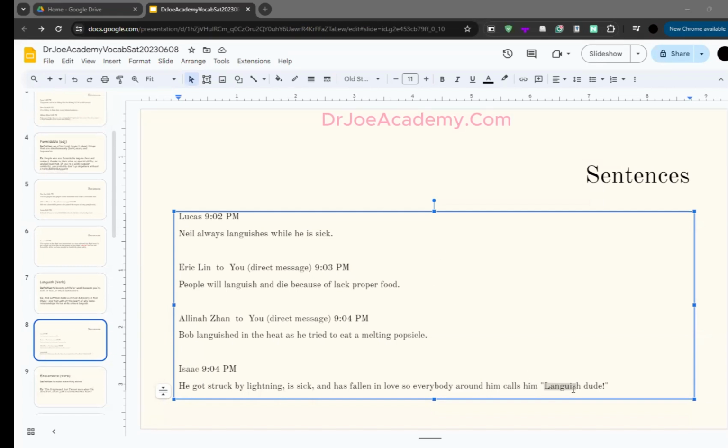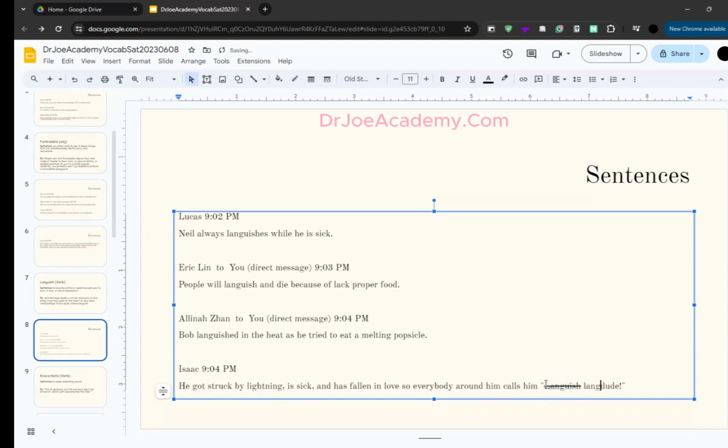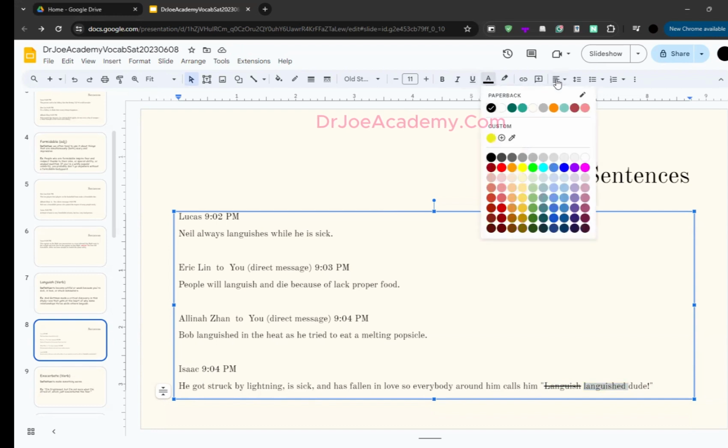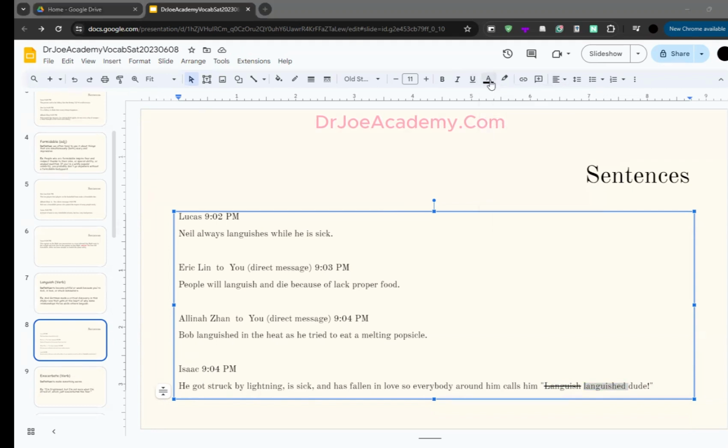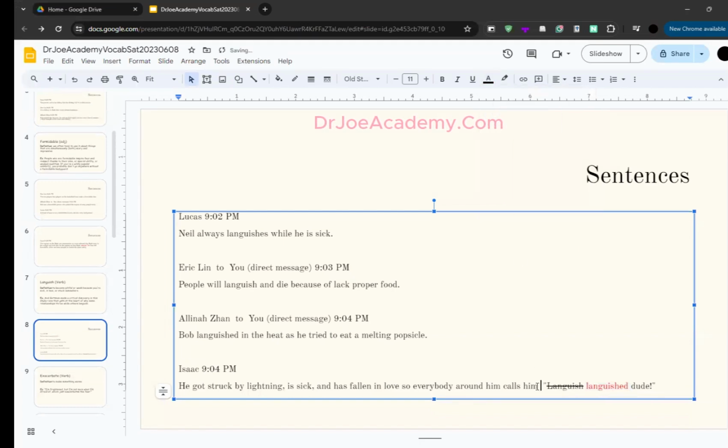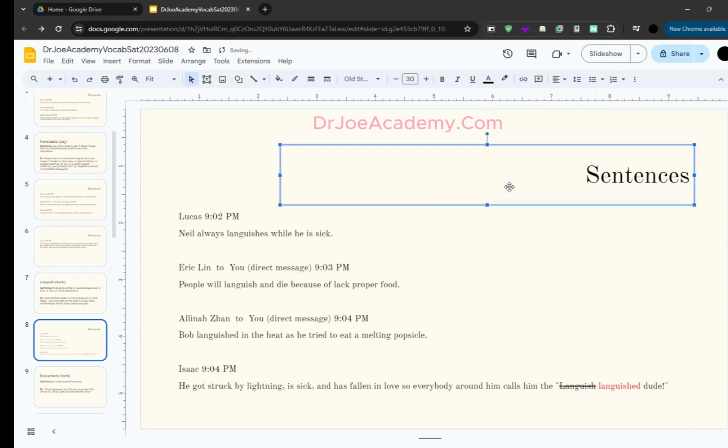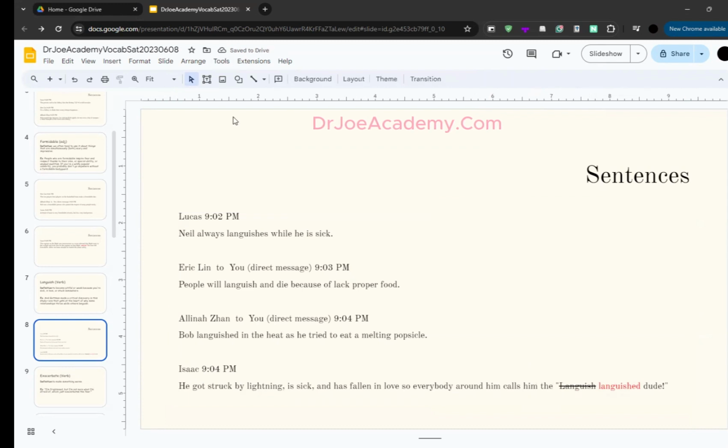Instead of saying languish, when we use languish as an adjective, we're going to say languished. So this way, we're describing someone with the adjective form of languish. So great job, everyone. These are all great sentences for the vocab word.